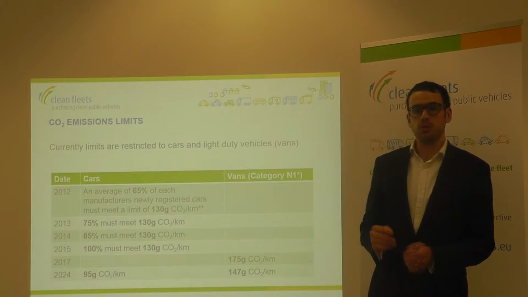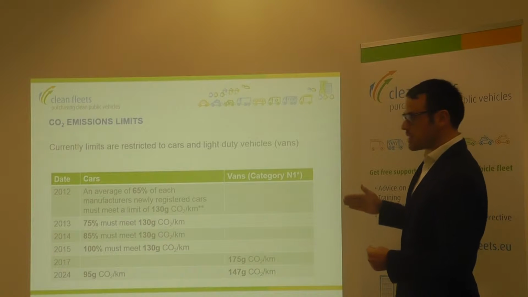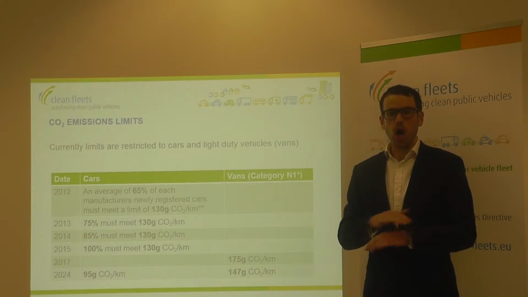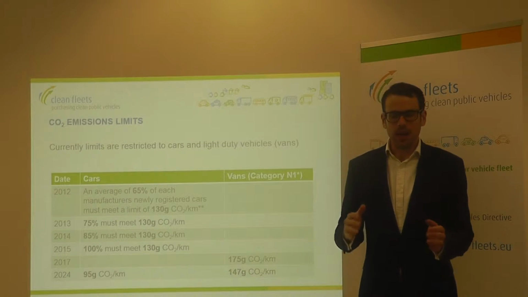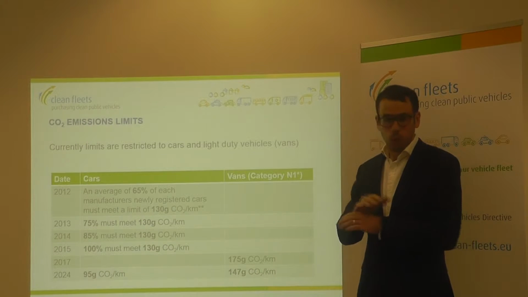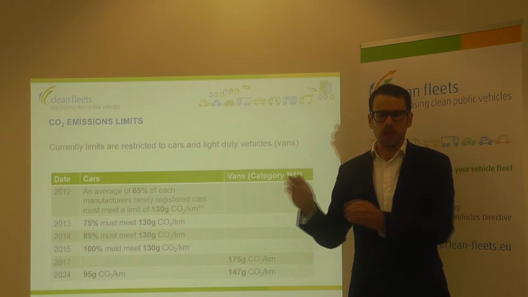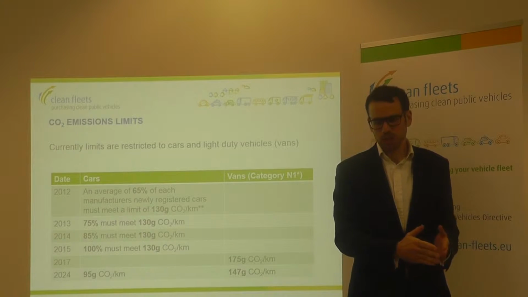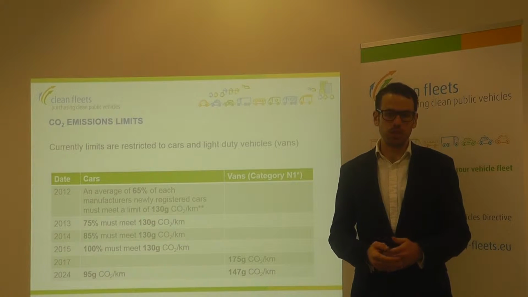So, CO2 limits set on vehicles. Cars and vans must at the moment meet 130 grams of CO2 across their fleet. So this is just across the car fleet. It means that if one manufacturer makes very large, heavily polluting vehicles, they must then make a number of very small, not very heavily polluting vehicles to ensure that their average is 130 grams of CO2.